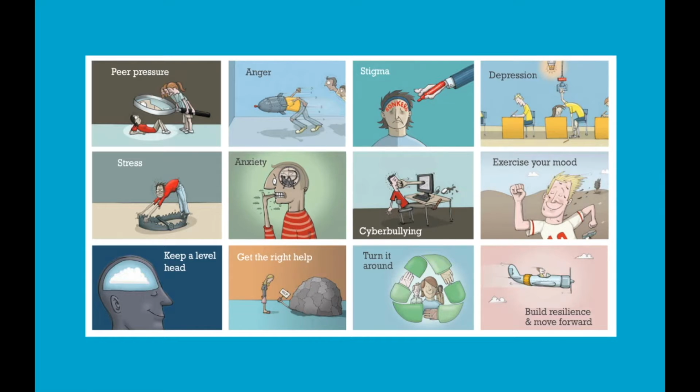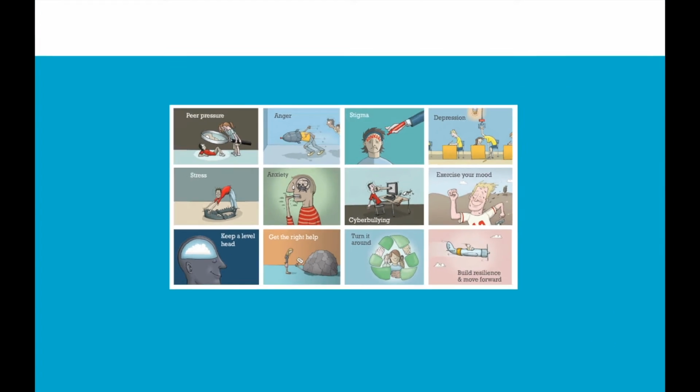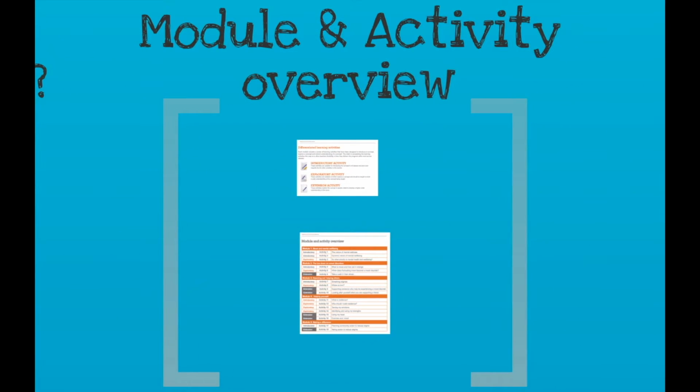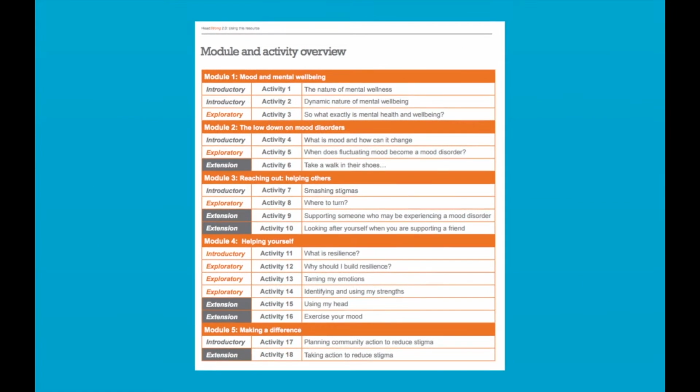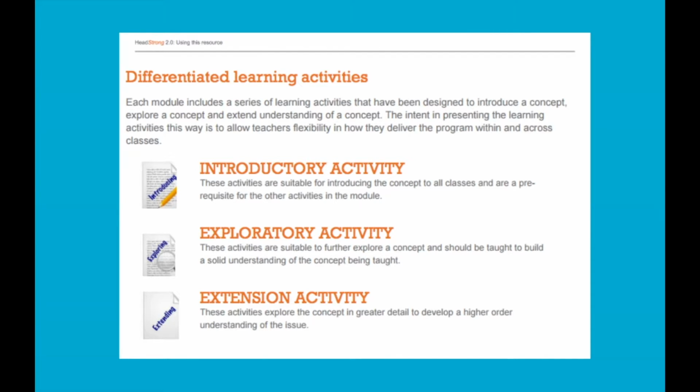Now let's take a look at what's in a module and an activity. The module and activity overview table on page 15 of the Teacher Resource Booklet provides you with a breakdown of the activities linked to each module. You will note the left-hand column identifies the activities as either introductory, exploratory, or extension activities, and the icons at the top of page 15 provide you with a background to these concepts.